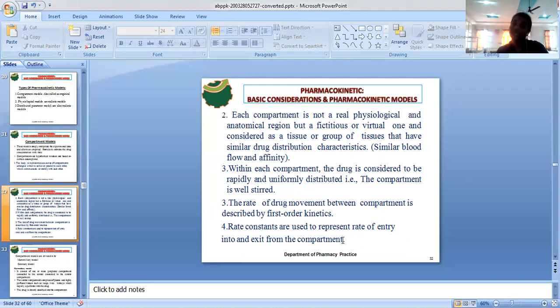For example, Ka is the absorption rate constant, Kb is the biliary excretion rate constant, and Ke is the excretion rate constant. Like that, each and every constant can be used to explain each and every process. Here also, the rate constants are commonly used to represent the rate of drug entry into the body and exit away from that compartment.